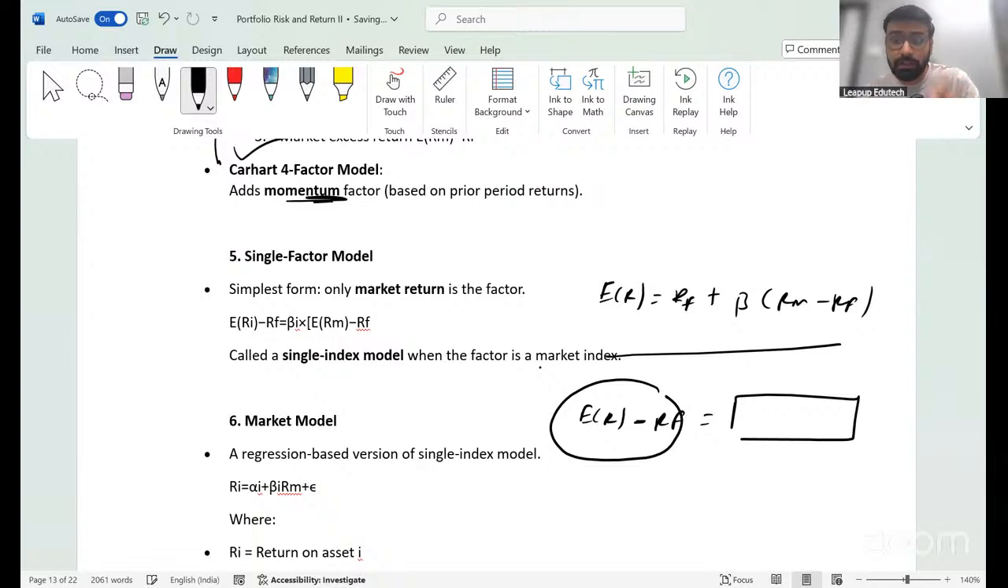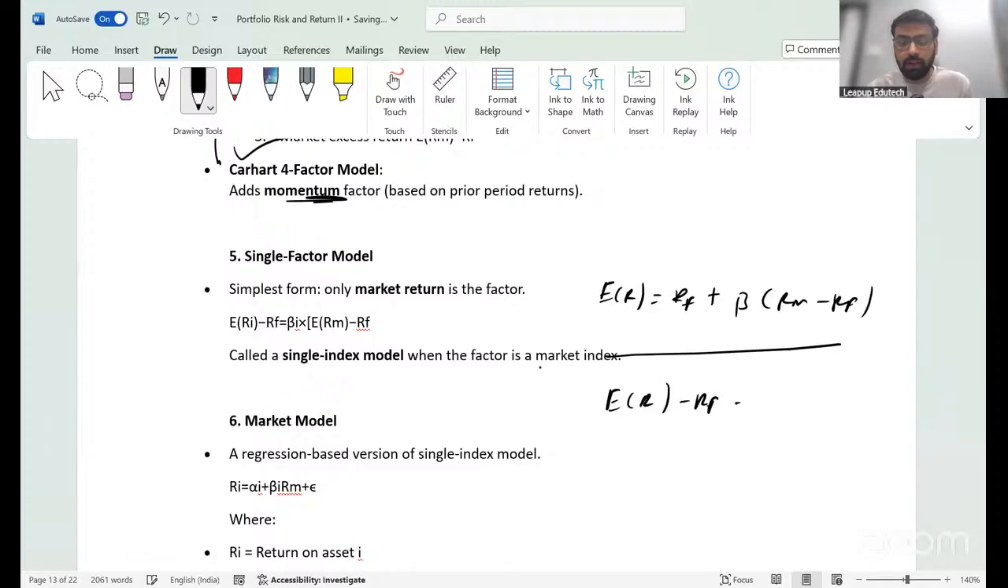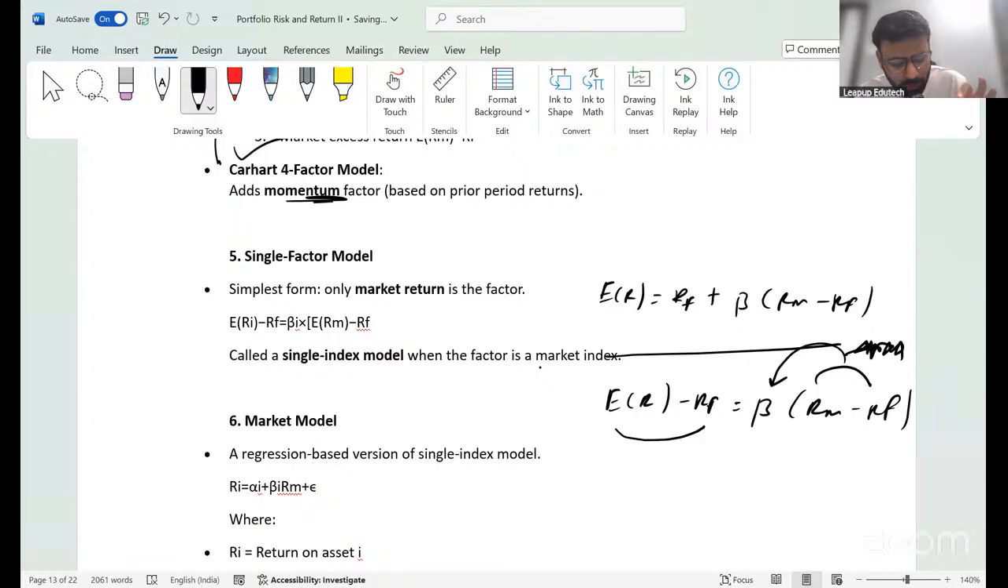If you rearrange this, you can do the same thing. See, expected return on the stock minus the risk-free rate, that is the return generated by the stock over and above the risk-free rate, is explained by one factor, which is what? Market risk premium, which is RM minus RF. And obviously, you cannot directly take that return. You have to measure the sensitivity of that particular stock with respect to that particular factor. And that is what your CAPM is. The single factor model is CAPM.